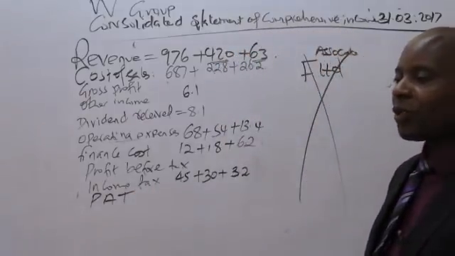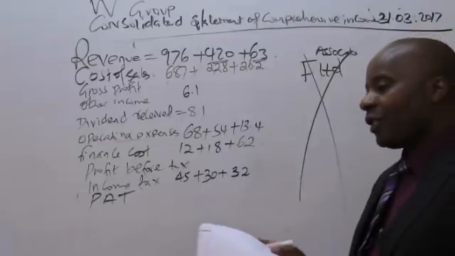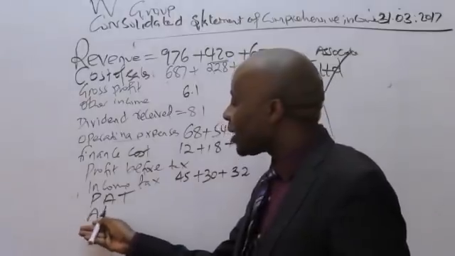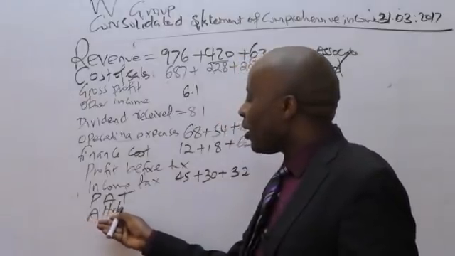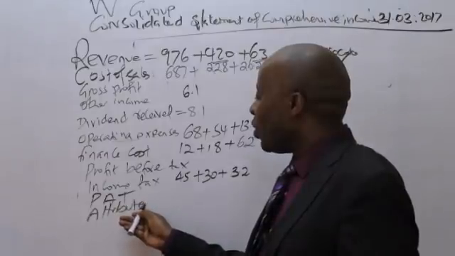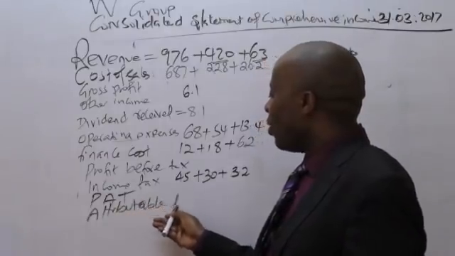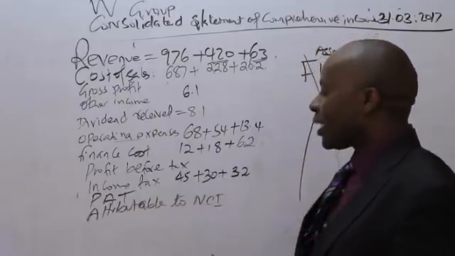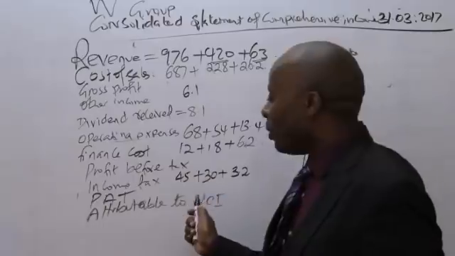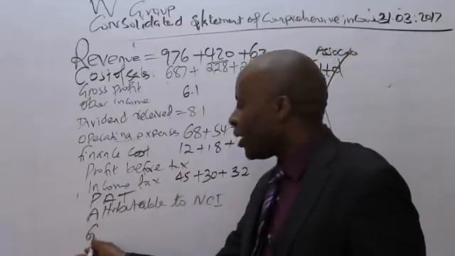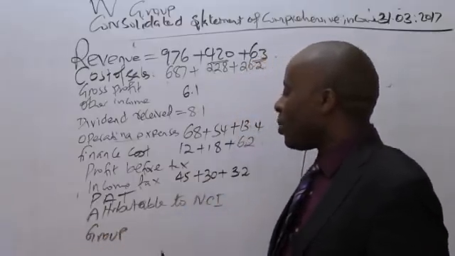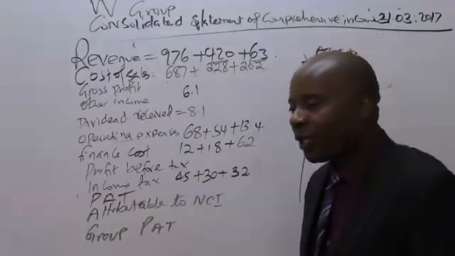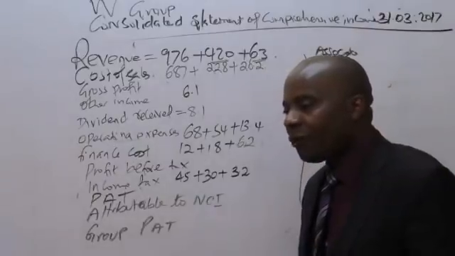Profit after tax. Once you get this profit after tax, you'll be able to deduct what is attributable to NCI. What is attributable to NCI, you'll be able to get a working for that. And then you will be able to get the group profit after taxation.